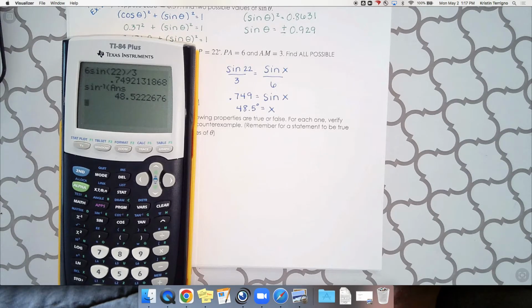But if I travel straight across my circle to the left here, this angle would have the exact same sine, right? Like if I was going to find the coordinates of this point, it would have a negative cosine, but I don't care about that. And it would have that same sine value of 0.749. Okay? So when I asked my calculator this question, my calculator isn't considering this possibility. How do we find what this angle is? How do we find the measure of this angle if we know this one is 48.5?